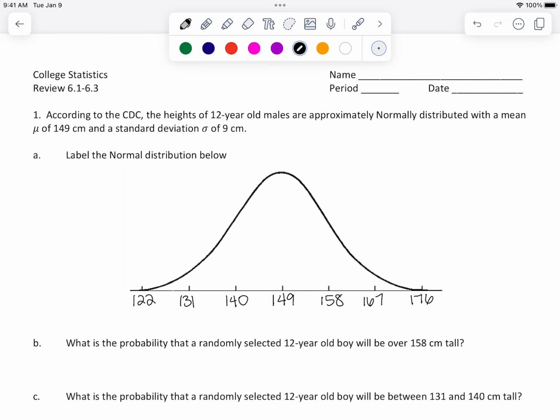We can drop down our lines at each of these points, the mean and 1, 2, and 3 standard deviations away. And then we can use our empirical rule to label the percents. So between the mean and 1 standard deviation away, that's 34%. From 1 standard deviation to 2 standard deviations away, that's 13.5%. From 2 to 3 standard deviations away is 2.35%. And all of these are listed on your formula sheet. And then the remaining outside of 3 standard deviations away is going to be 0.15%.